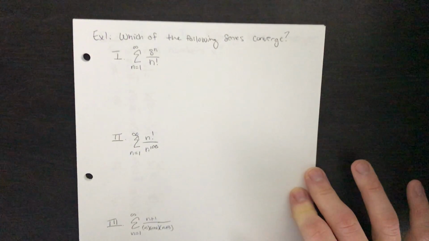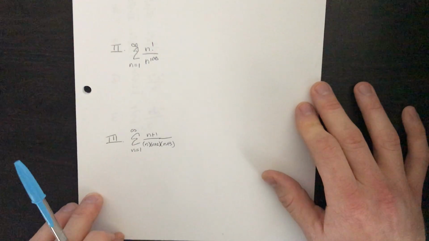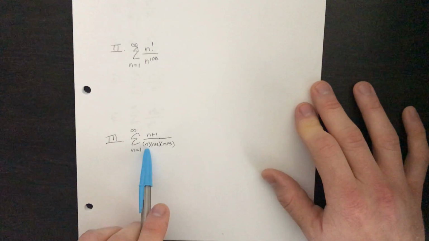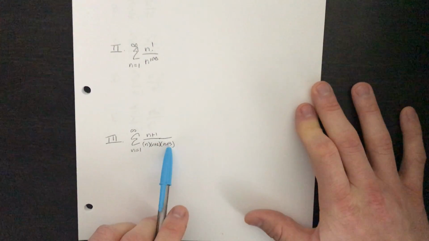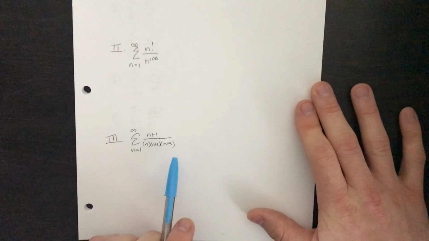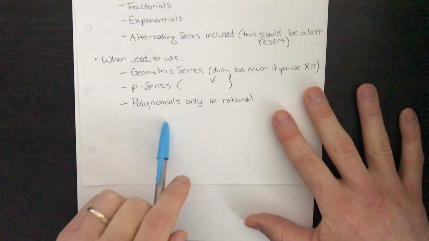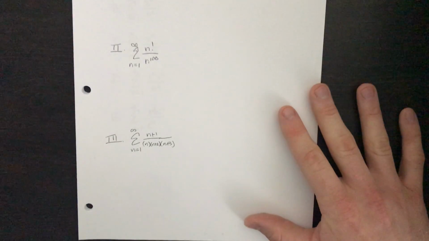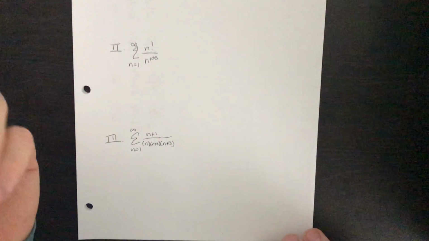And then the third one, I'm actually going to talk about first. This is n plus 1 over n times n plus 2 times n plus 3. This is that last case that I was mentioning of when not to use the ratio test. Polynomials. We only have polynomials here. My preference would be to do the comparison test.